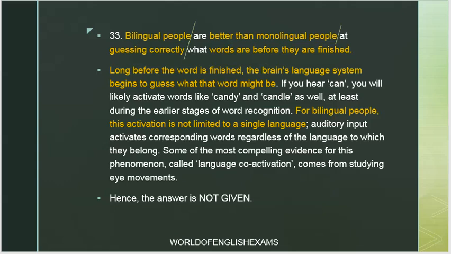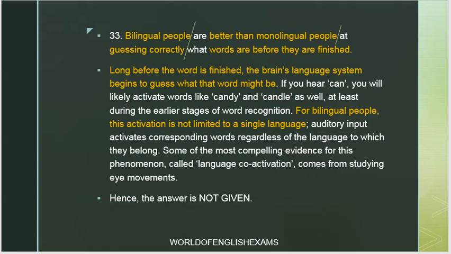Long before the word is finished, clearly we can see that the same phrase is repeated. Long before the word is finished, the brain's language system, here they are not giving whether it is the brain of the bilinguals or the monolinguals. It's generally telling that the brain's language system, the ability of the brain, begins to guess the word. And again after this, one more line they are telling that for bilingual people this activation is not limited to a single language. That means their brain is capable of doing this process for multiple languages. That's why they are bilinguals. That's why they can speak more than one language.